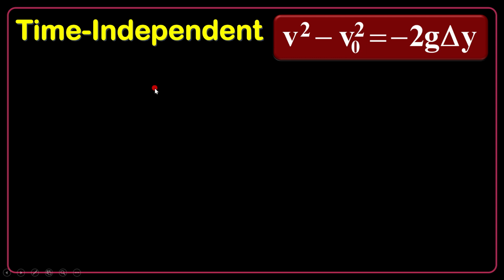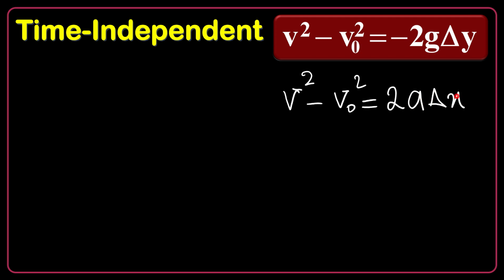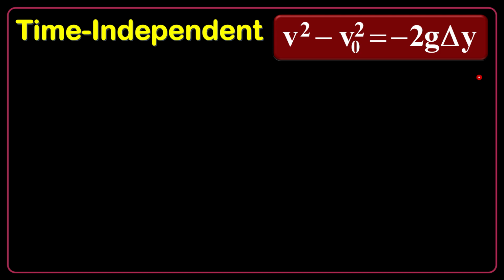The last equation will be time independent. You remember in constant acceleration motion, v square minus v naught square is 2a delta x. Here acceleration is substituted for negative g and delta x for delta y. That's all. But pay attention, here we have an elegant point. Delta y has a free sign. It could be positive, could be negative.